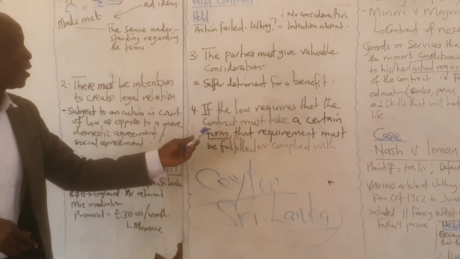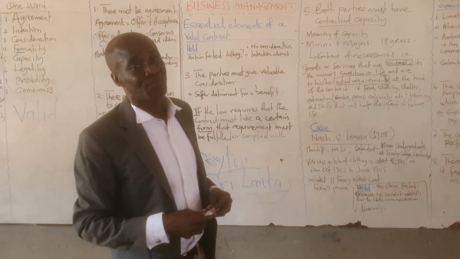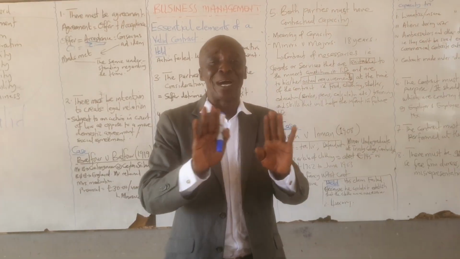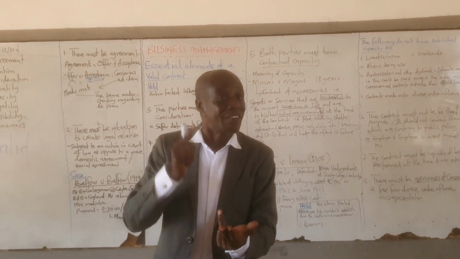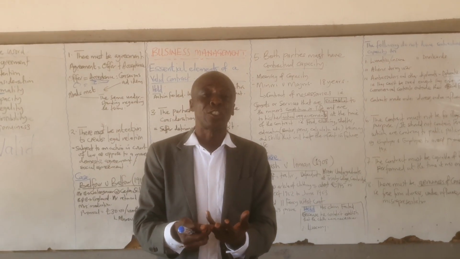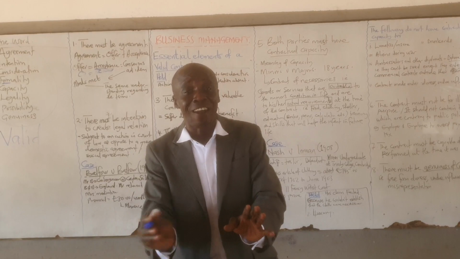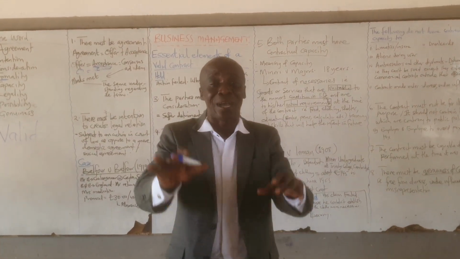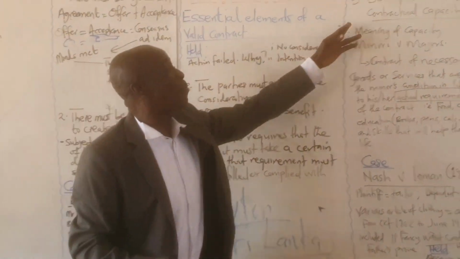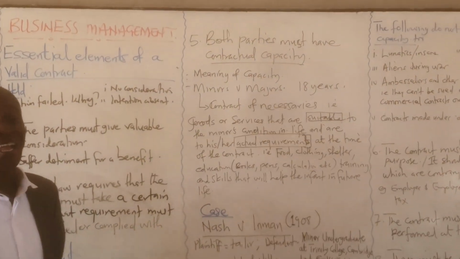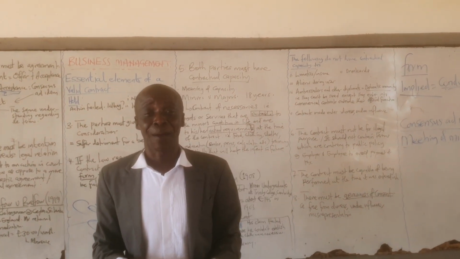Number 4, if the law requires that the contract should take a certain form, that form must be complied with. In other words, if it is supposed to be written, it must be written, it should not be oral. If it is supposed to be made by deed, it must be made by deed. That's a specialty contract, but not just writing and the 2 people signing. There must be a third party to witness. So that is all that one. The next one, both parties must have contractual capacity.